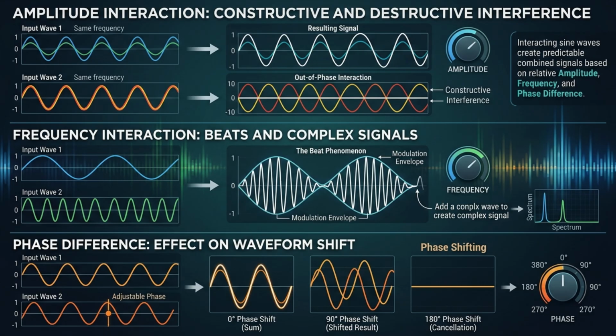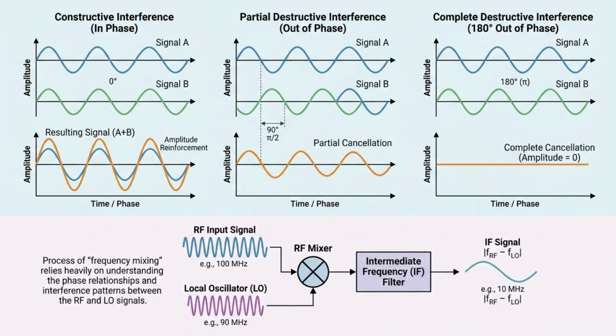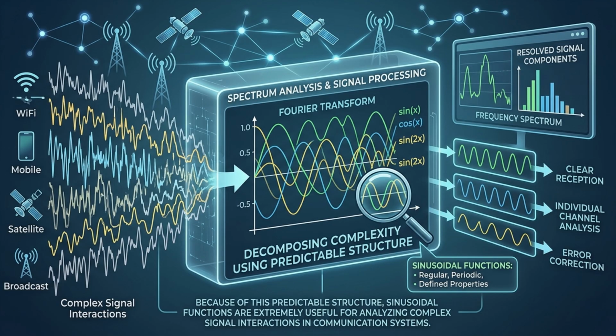One of the most important properties of sinusoidal functions is that they can combine with each other in predictable ways. When two sine waves interact, their resulting signal depends on their relative amplitude, frequency, and phase difference. If two sinusoidal signals have the same frequency but different phases, they can either reinforce each other or cancel each other partially. This behavior is fundamental in RF systems where interference, modulation, and signal mixing occur. Because of this predictable structure, sinusoidal functions are extremely useful for analyzing complex signal interactions in communication systems.